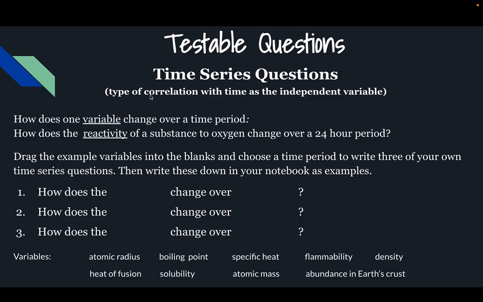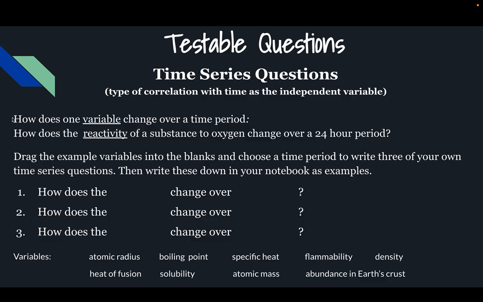A time series question is a type of correlation question, but it's asking about time. Time is the independent variable. It will always go on the x-axis. So basically, a time series question asks how one variable changes over a time period. An example would be, how does the reactivity of a substance to oxygen change over a 24-hour period? So I have my variable, and I have the time period I'm measuring that variable in.